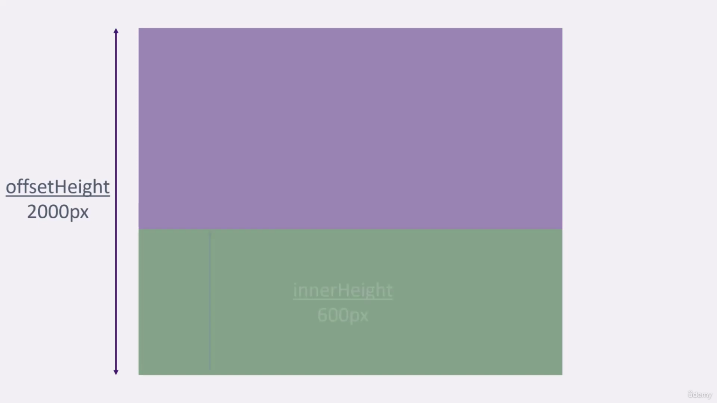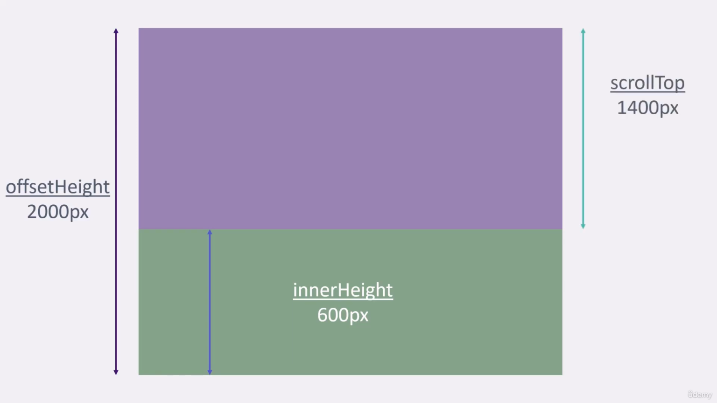The second property is called inner height. This property contains the height of the viewable area in the browser. It's how much of the page the user is able to see. For this example, let's assume the height of the viewable area is 600 pixels. The last property is called scroll top. This property contains the distance from the top of the page to the top of the viewable area. In this example, it's clear the user is at the bottom of the page. This will mean the scroll top property should be 1400 pixels.